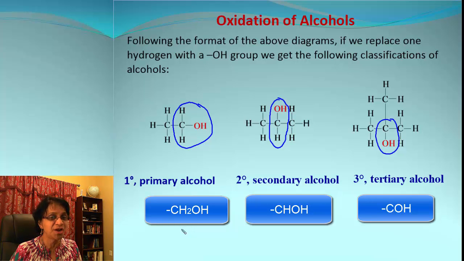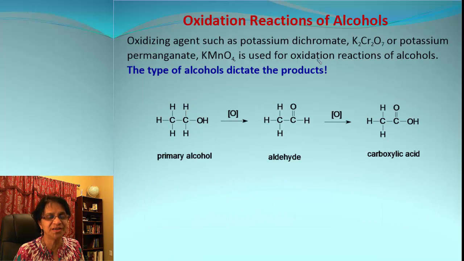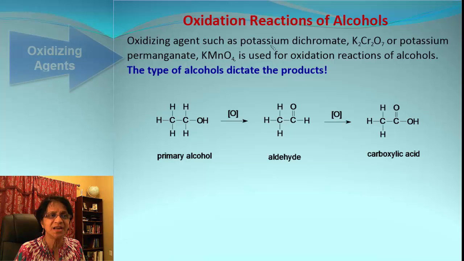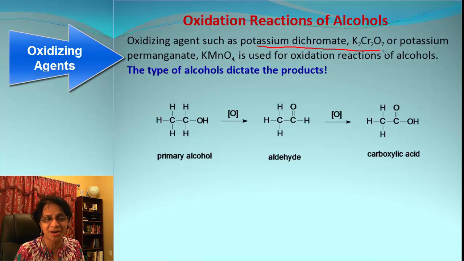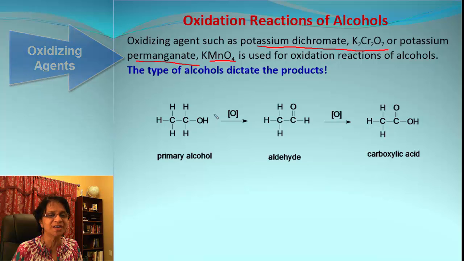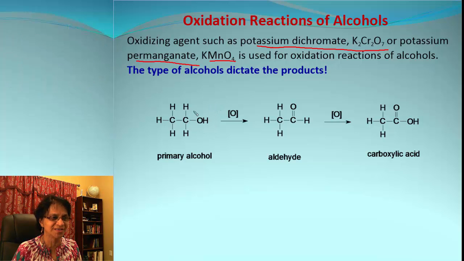So what are the key points here? In primary alcohol, we got two hydrogen atoms attached to carbon. In secondary, we only got one hydrogen atom attached to carbon. And in tertiary, there is none. When we talk about oxidation, which chemicals are we going to use? Normally, we use potassium dichromate, K2Cr2O7, or potassium permanganate, KMnO4, in some acidic medium. So let's find out how it is going to work with different types of alcohols.